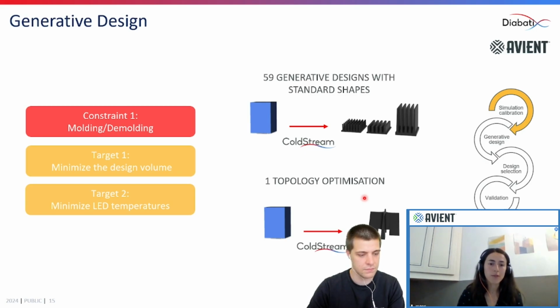So we need to have draft angle, for example. We need that the part can demold, in fact. And then we have two other targets: minimizing the design volume and also minimizing the LED temperatures.